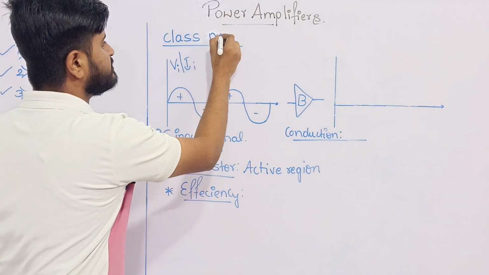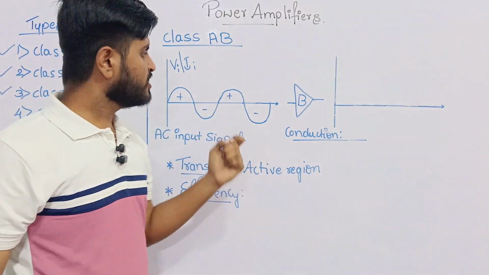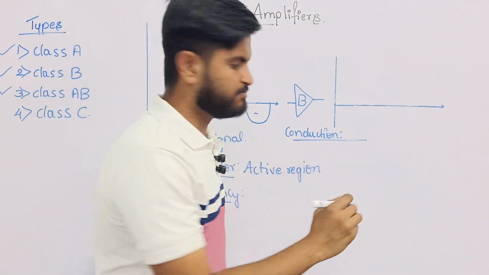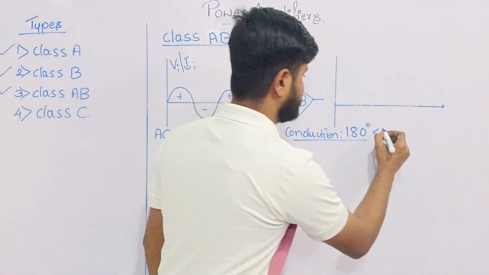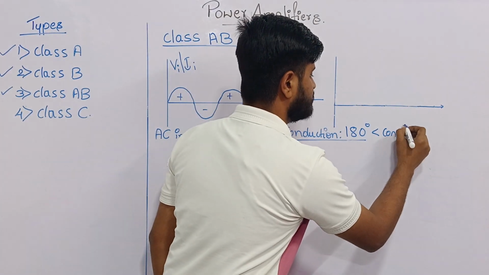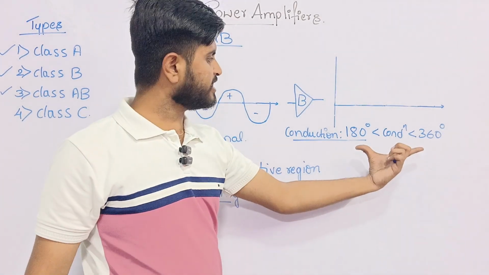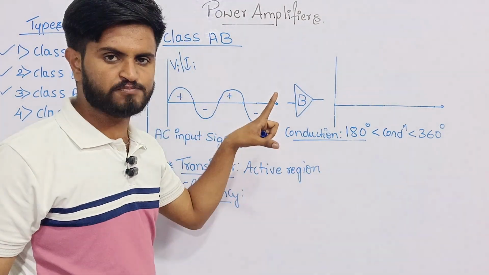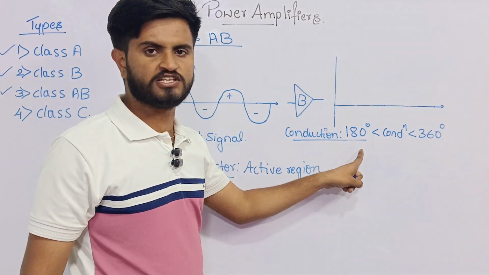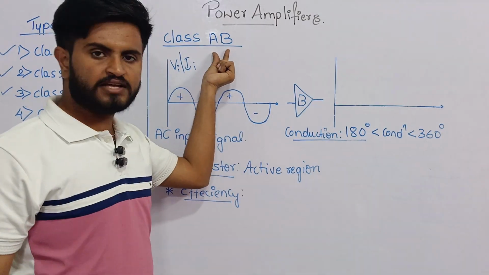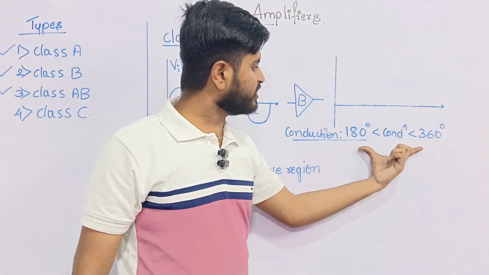In class AB power amplifier, it is the combination of class A and class B. So you can tell that the conduction will be greater than 180 degree and less than 360 degree. It will be between the conduction of the class A and class B amplifier. Class A amplifier conduction is 360 and class B is 180. So if we combine class A and class B, class AB will be the conduction of 180 degree to 360 degree.